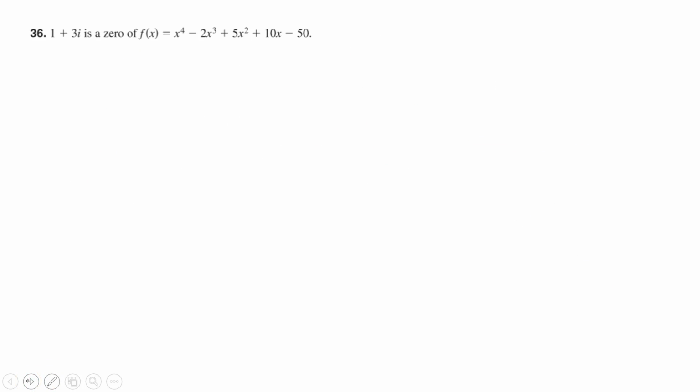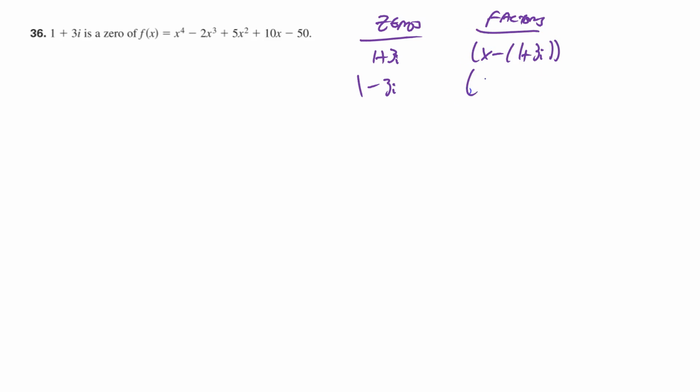1 plus 3i is a zero of this quartic. All right, so maybe this one we'll do synthetic on. It's a little bit messy, but we'll give it a shot. So we know that our zeros are 1 plus 3i and 1 minus 3i. So our factors so far are x minus (1 plus 3i) and x minus (1 minus 3i). Looking for two more. So I'm going to do synthetic this time.